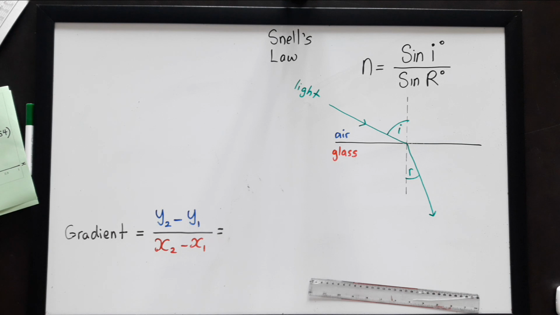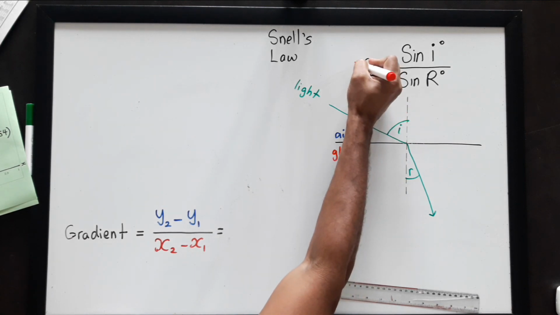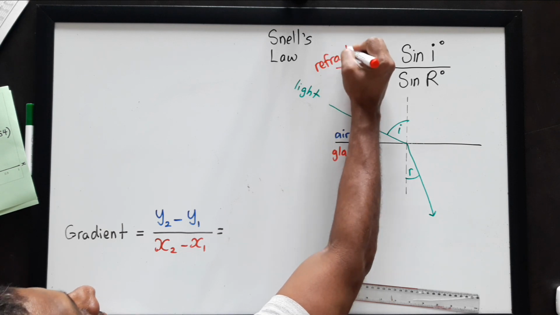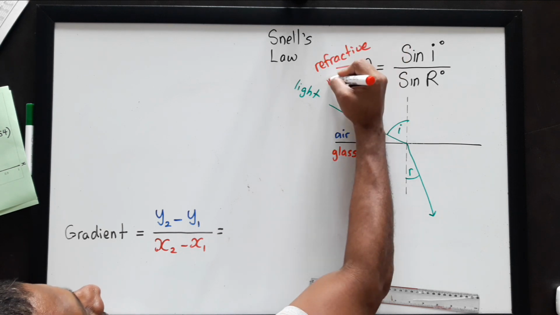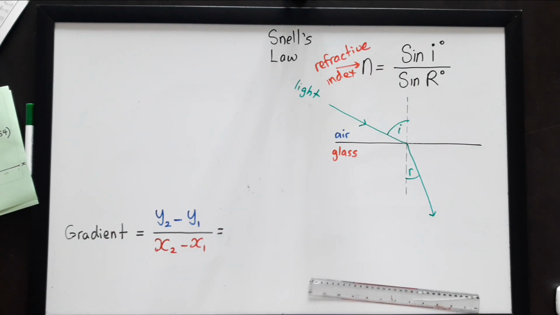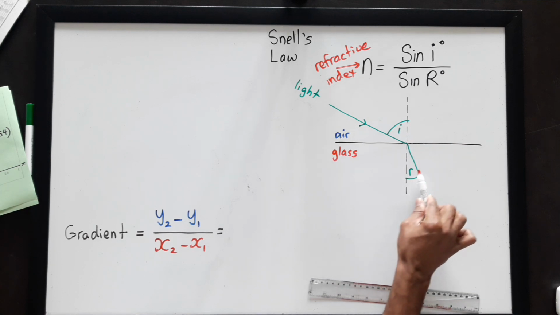And there's a value that allows you to figure out how much the light will bend. That value is called N. Now the official name for N is the refractive index. By looking at the value of the refractive index, you can get an idea of how much the light will bend, and they measure the bending of light using angles.